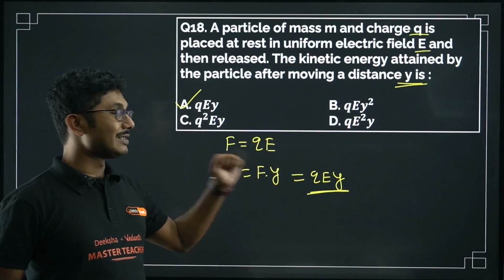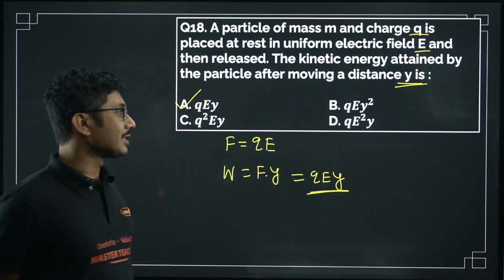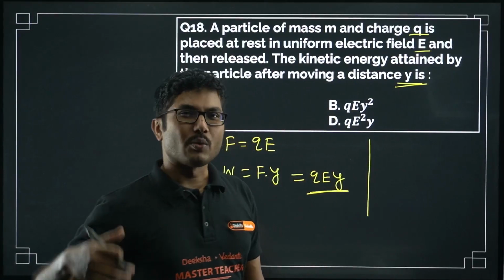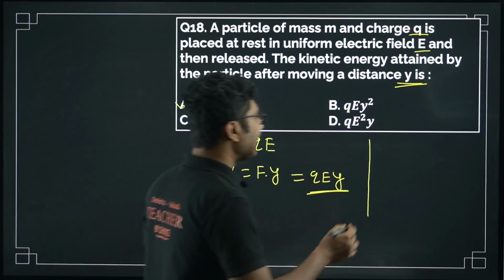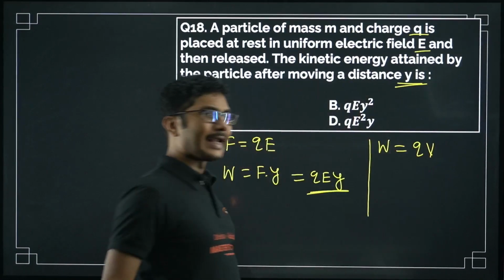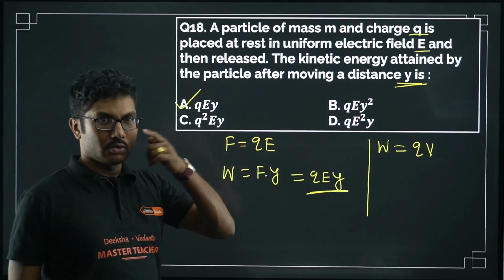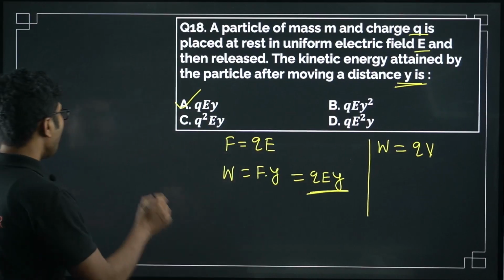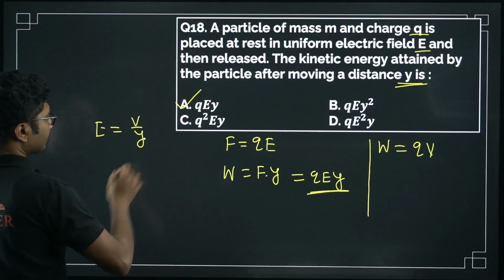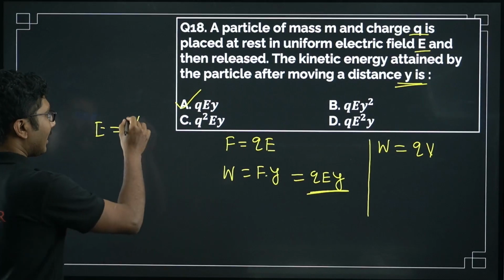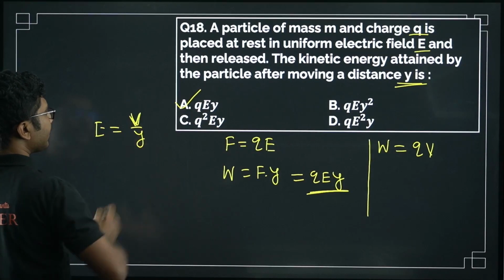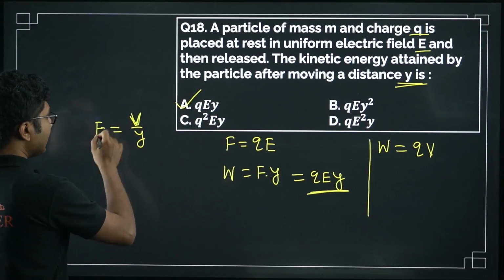You can answer it like this, or there is another way to answer this question. The kinetic energy, or work done, is basically Q into V. This is the direct formula, right? Now V we do not know, but we know that E is dV by dy, where V represents the change in potential.